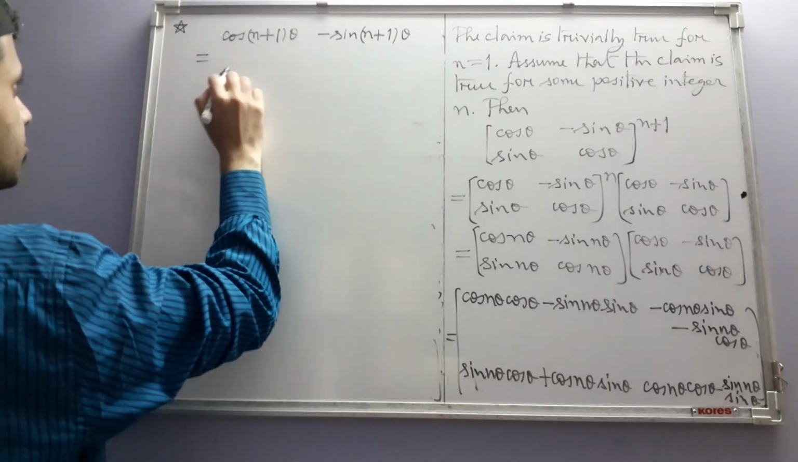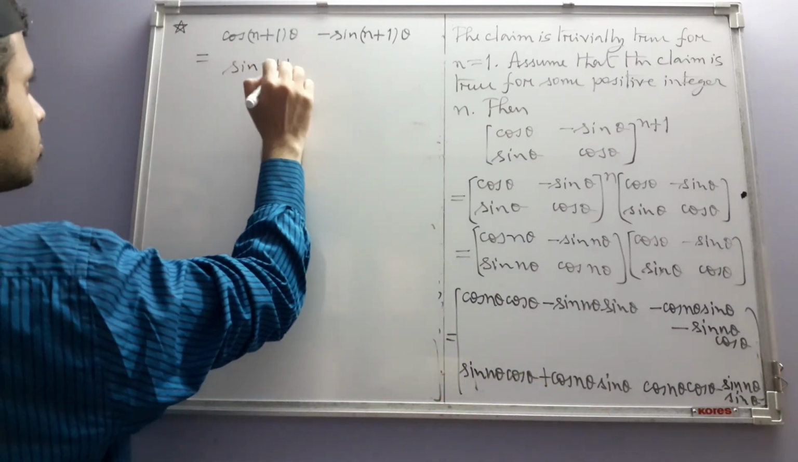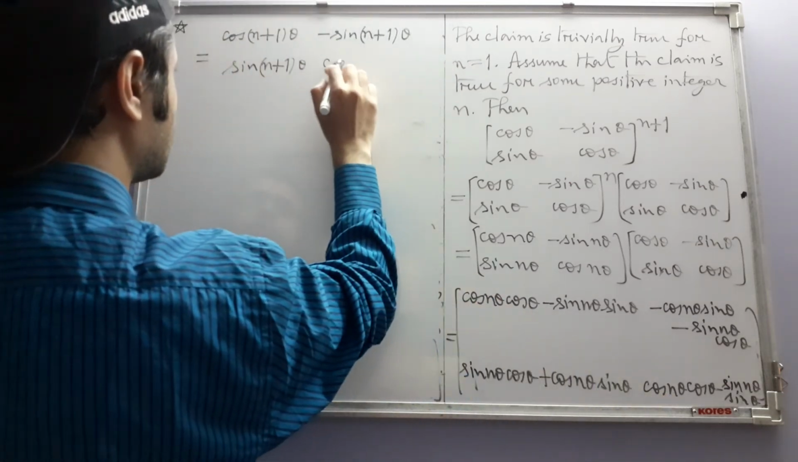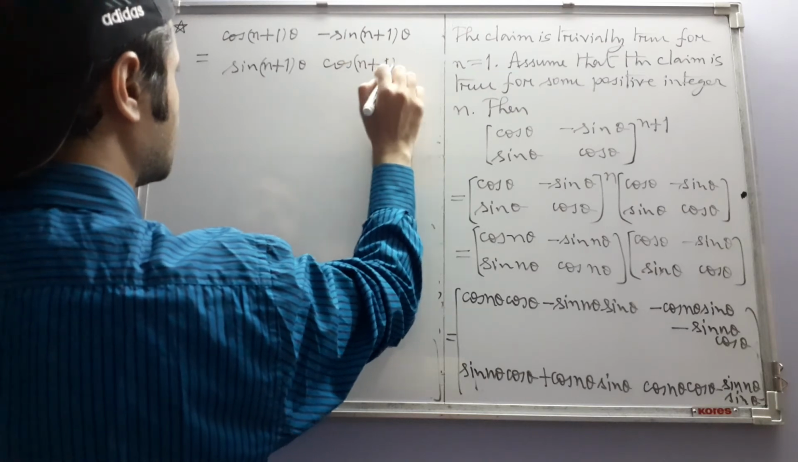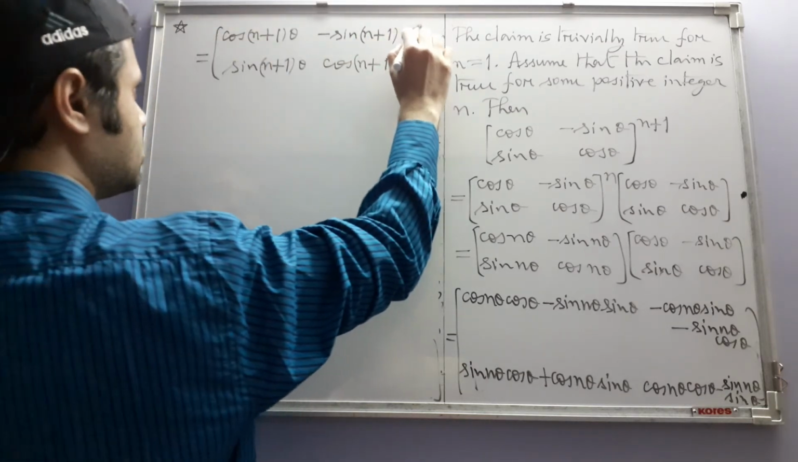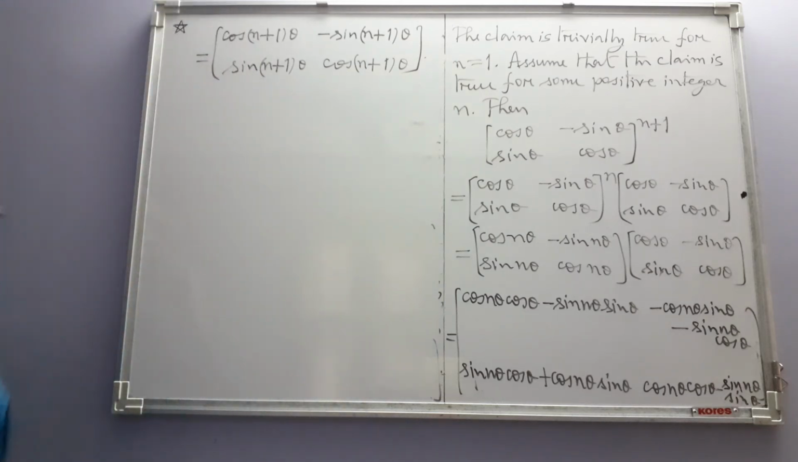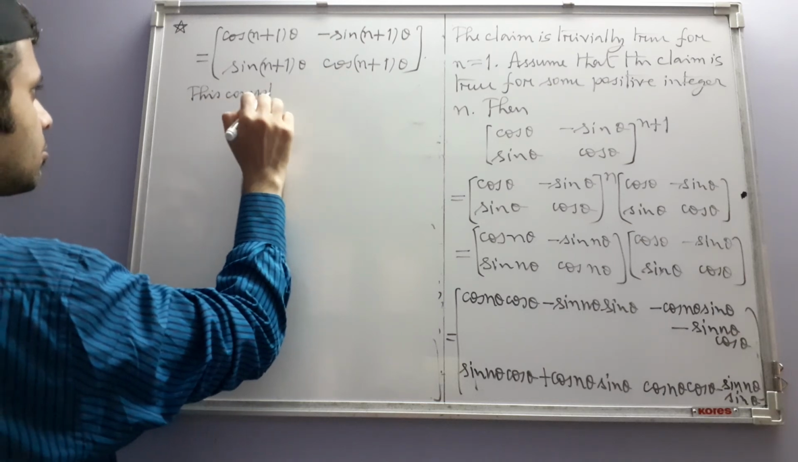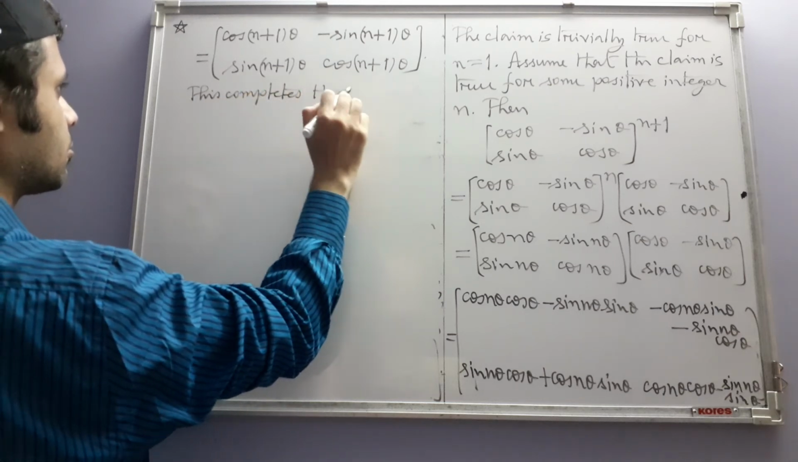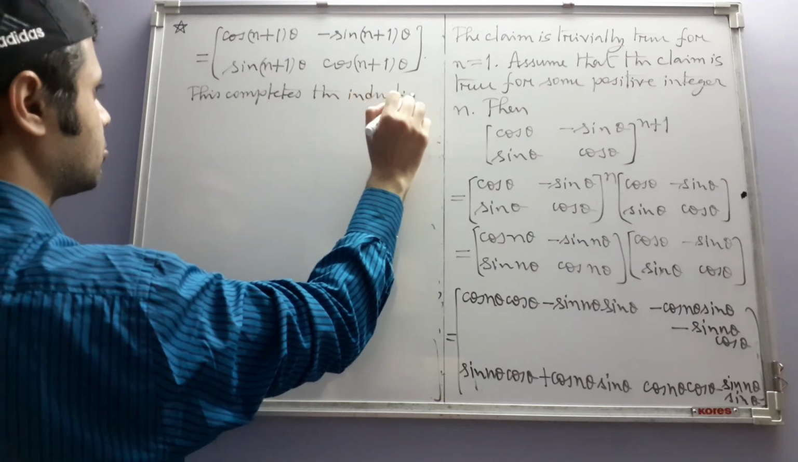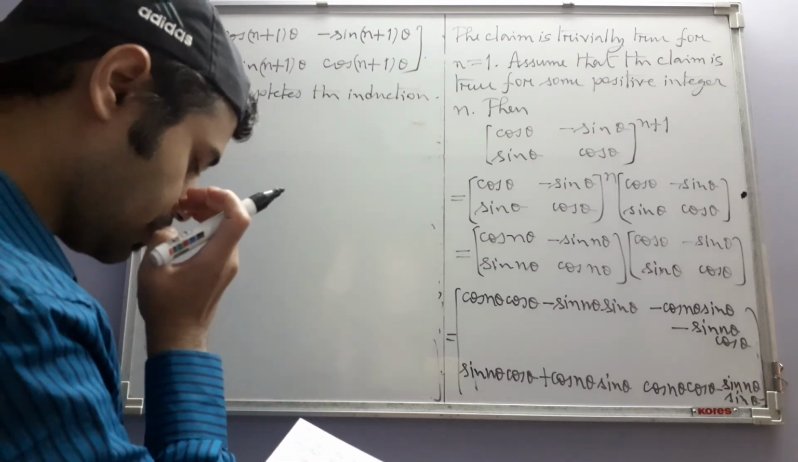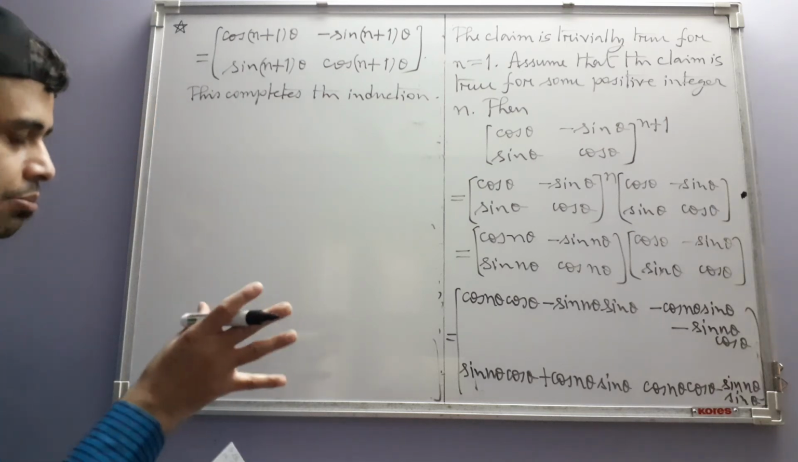Here we have plus sin n plus 1 theta, and again cos n plus 1 theta. So you can see that this has the same required form. So this completes the induction.